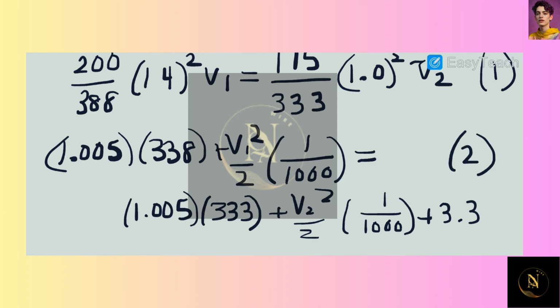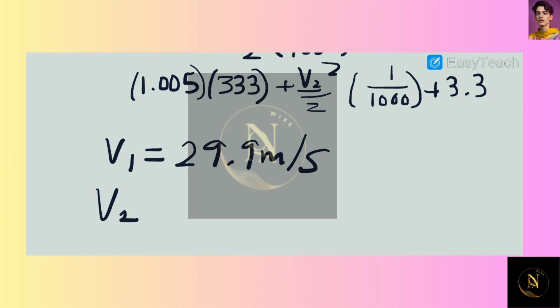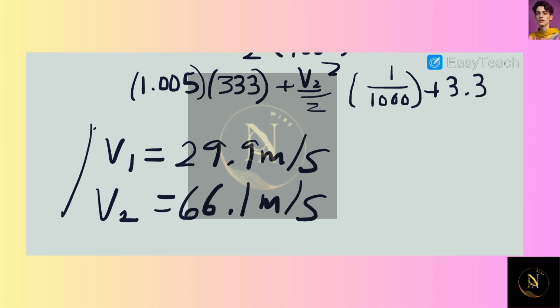Now, what you can see here is we have two equations with two unknowns, V1 and V2. We can simultaneously solve these, and what we get is the solution for V1 and V2. We see that V1 is equal to 29.9 meters per second, and V2 is equal to 66.1 meters per second. And that's our final answer.